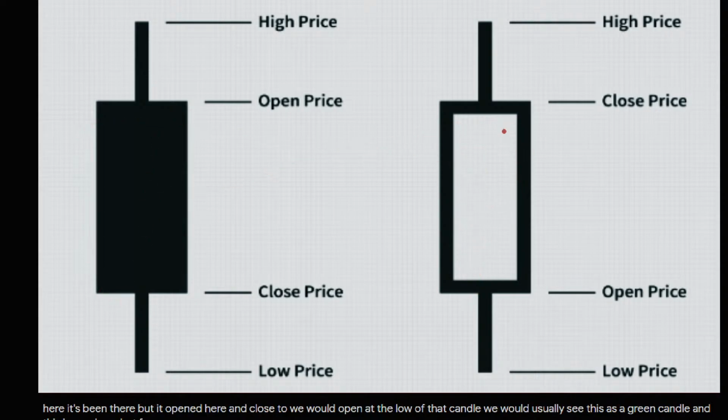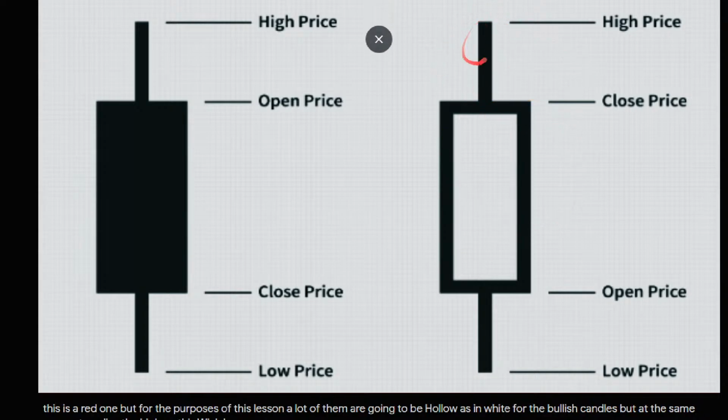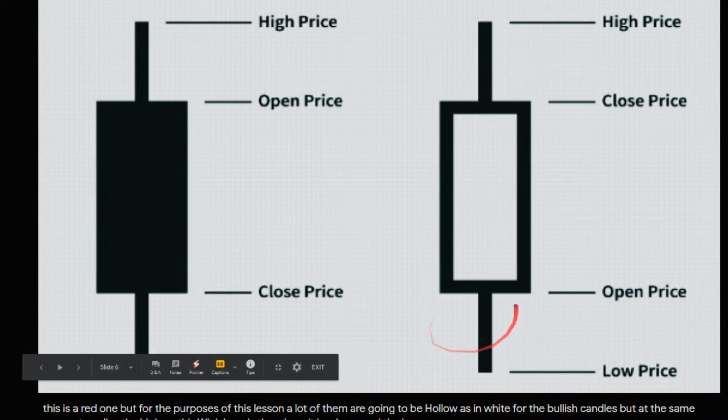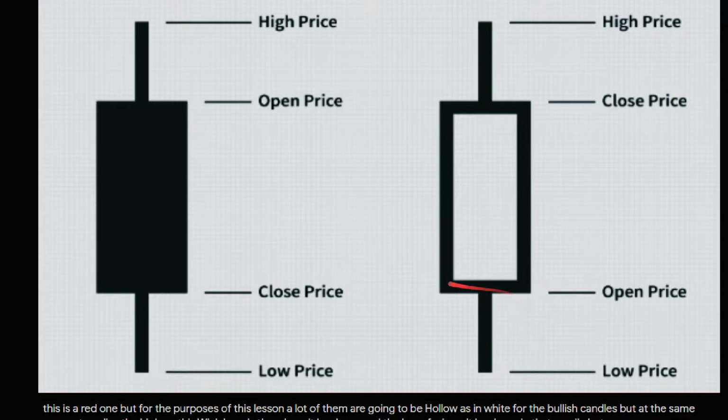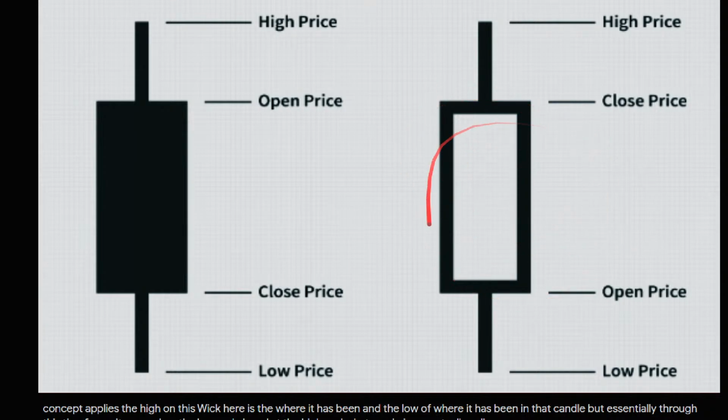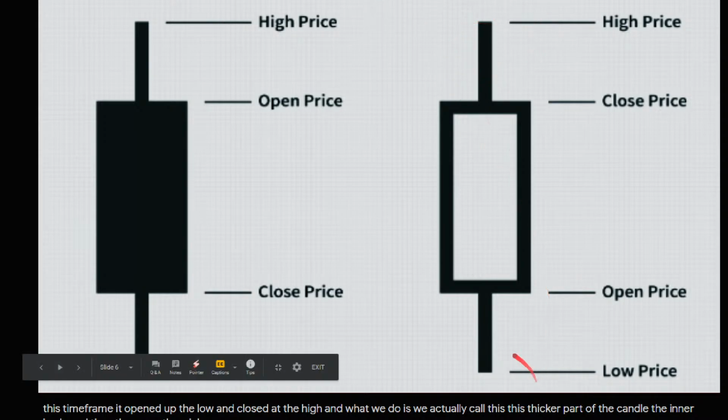But for the purposes of this lesson, a lot of them are going to be hollow, as in white, for the bullish candles. But the same concept applies. The high on this wick here is where it has been, and the low is where it has been in that candle. But essentially through this time frame, it opened at the low and closed at the high. We call this thicker part of the candle the inner body, and then these are the wicks on the top and the bottom, just to clarify that.